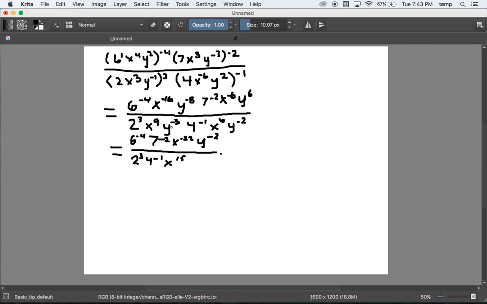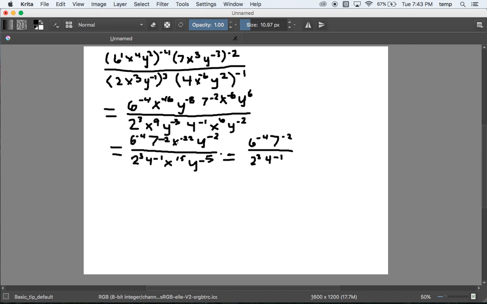And then we have -3, plus a minus 2, I guess you could say. But negative 3 minus 2 is y to the negative 5th. So now we will use our quotient rule. And what that tells us is that if you have like bases, you subtract the exponents. All right, so we'll still have 6 to the negative 4, 7 to the negative 2, divided by 2 cubed, 4 to the negative 1.